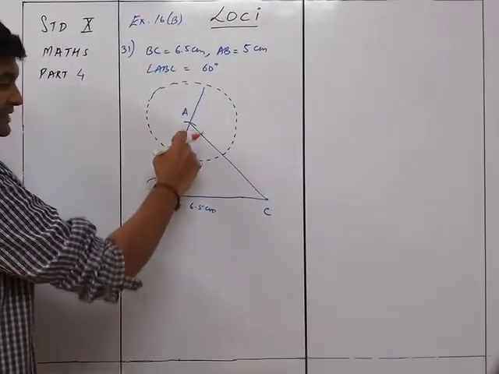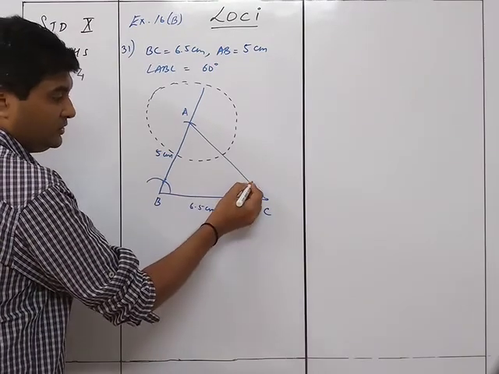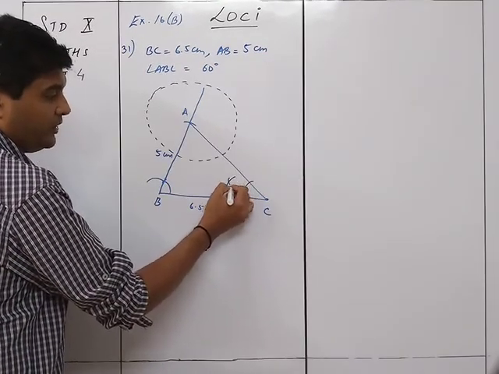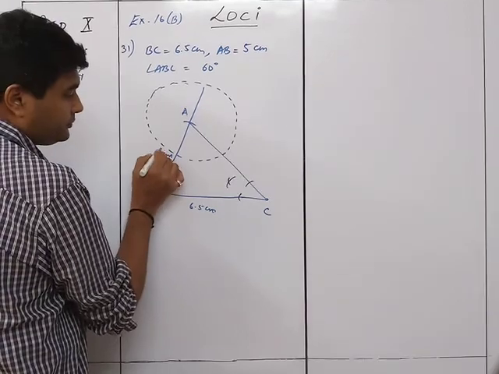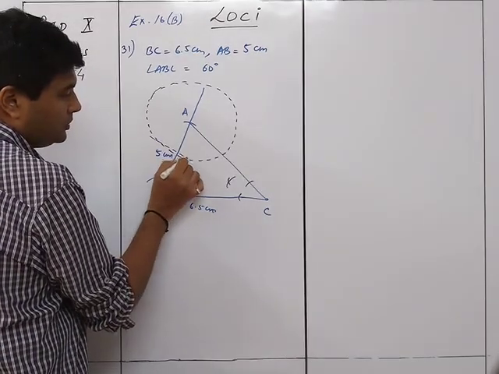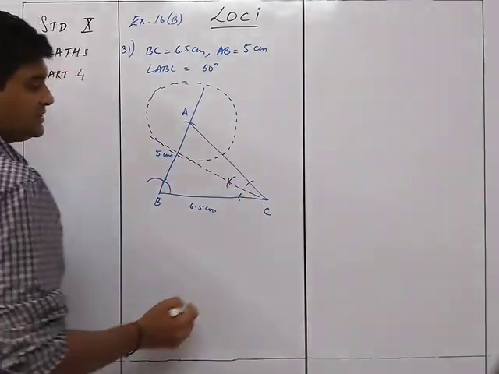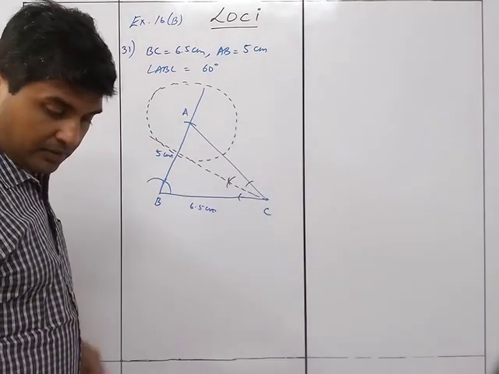Consider the locus of a point equidistant from AC and BC. So it will be the angle bisector of angle C, between AC and BC. It is going to cut somewhere like this.